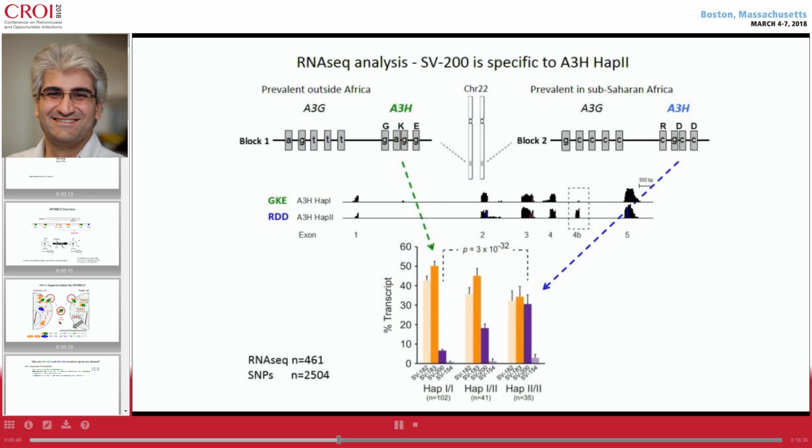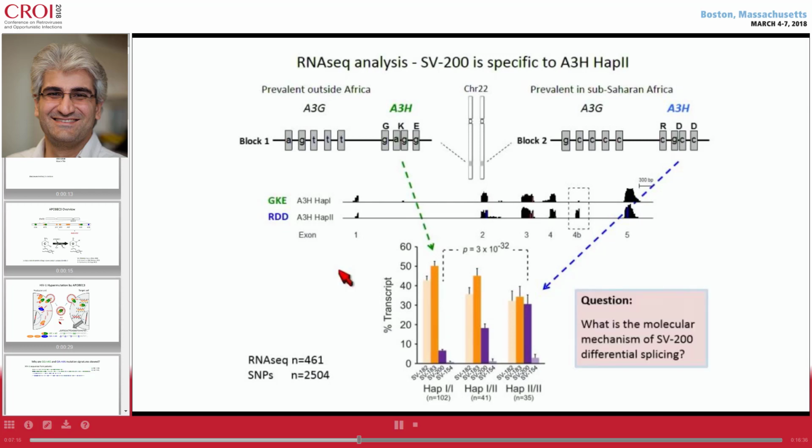I then quantified the percentage of all the transcripts of APOBEC3H in people who are homozygous for allelic block 1, which we call homozygous HAP1, people who are homozygous for this allele, homozygous HAP2, and heterozygous people in the middle. Again, you can see immediately that the SV200 expression, in purple, makes the most difference. It is highly expressed in sub-Saharan Africa. It's not expressed as much outside Africa.